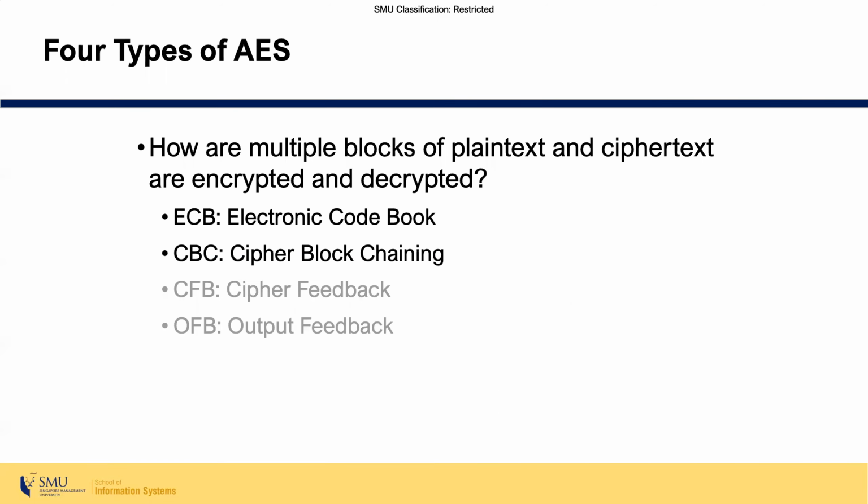There are four types of AES, depending on how multiple blocks of the plaintext and ciphertext are encrypted and decrypted. In this course, we will only be discussing the first two types, ECB, electronic codebook, and CBC, cipher block chaining. The other two types, CFB and OFB, will not be covered in this course.